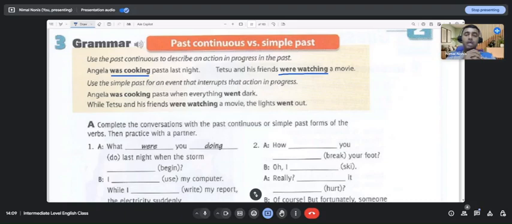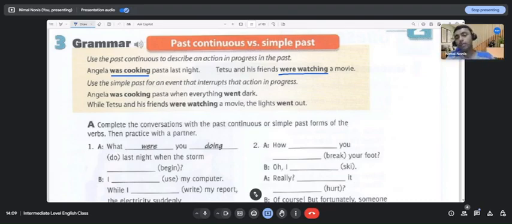If you are using past continuous tense, then you are talking about an action which was in progress in the past. When I say in progress, that action was happening at a particular point of time in the past.